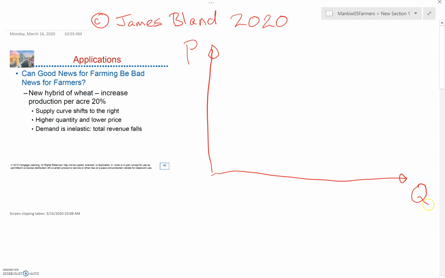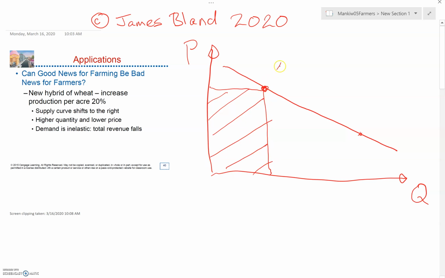here's our very scrappy axes, and here's a demand curve. And as price changes, the revenue changes. Okay, so the revenue is the area between the price and quantity and the origin. So here's revenue, we'll call that revenue 1 at quantity 1 and price 1.